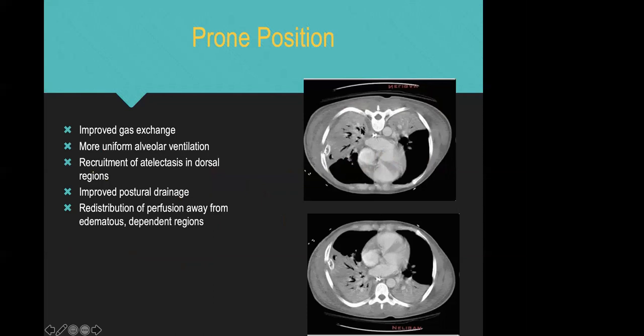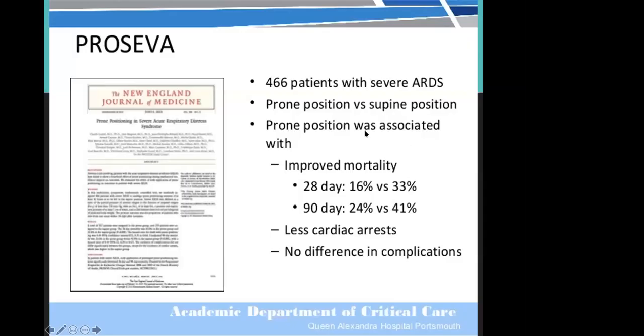As you know, this is pneumonia. It will be a pus there, or it can be non-cardiogenic pulmonary edema. All this edema will go to the other area, so it will allow recruitment of the lung. Here there is another trial, called PROSEVA. This is in 466 patients with severe ARDS, prone position versus supine. And we found there is improvement in mortality at 28 days and 90 days.